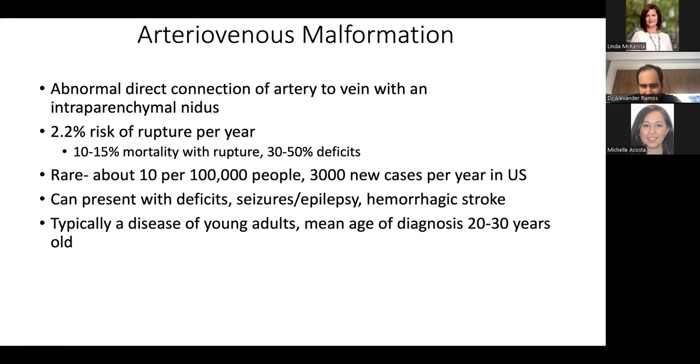So we think of these things as developing even prenatally. So you've had them your whole life, and then you come to attention when they rupture or they cause bleeding. And so the mean age of diagnosis is between 20 and 30 years old. So if you have a patient in the emergency room or in the ICU, and they're a young 20 to 30-year-old and they have a hemorrhage in their brain, the first thing you should think about is an AVM that ruptured when you're working that patient up.